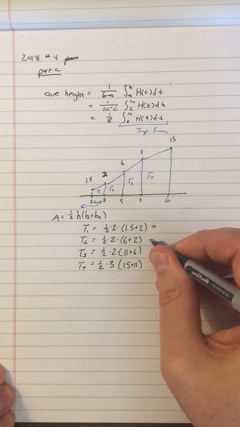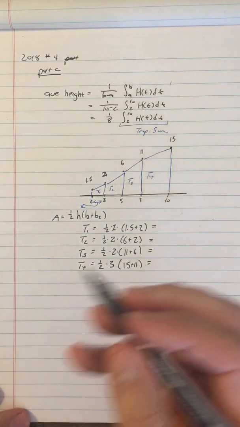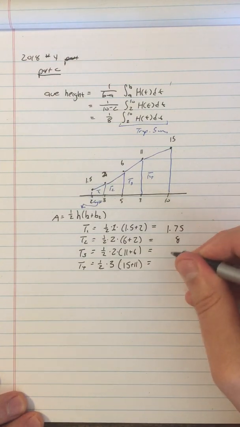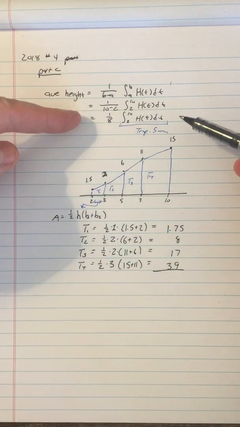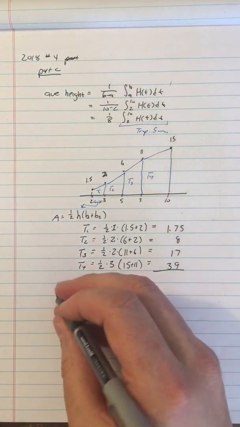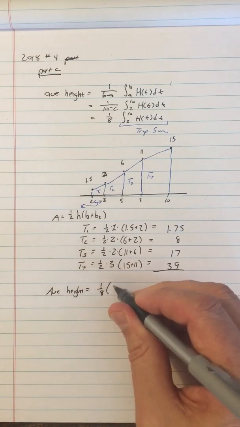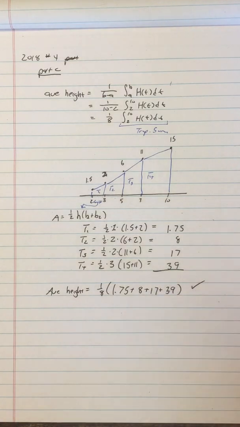Now, by the way, this was a no calculator problem, so they expected you to do all this by hand. Of course, we probably don't have to worry about that this year, but this is 1.75, this is 8, and you can work those out, it's just arithmetic, 39. If all we were asked for is the trapezoidal sum, I would probably not even bother to add these up. In fact, you can say the average height equals 1/8 times 1.75 plus 8 plus 17 plus 39. And you actually have it right there. That's full points for writing that.